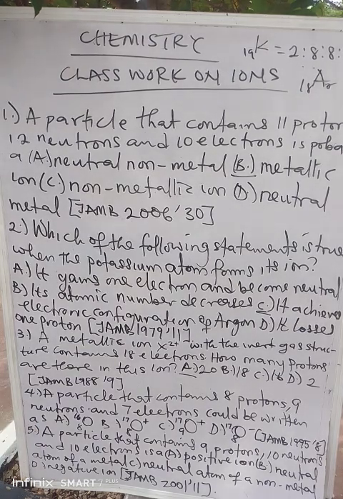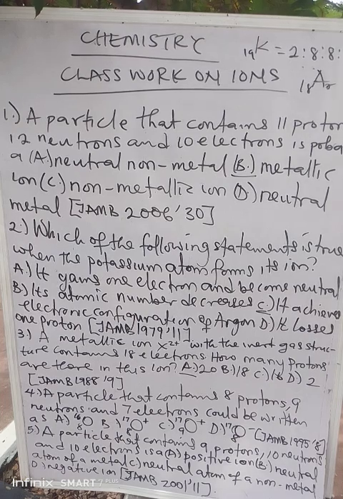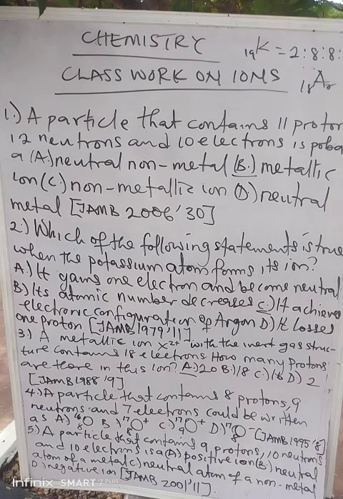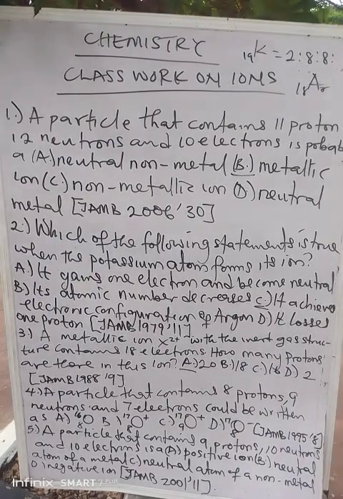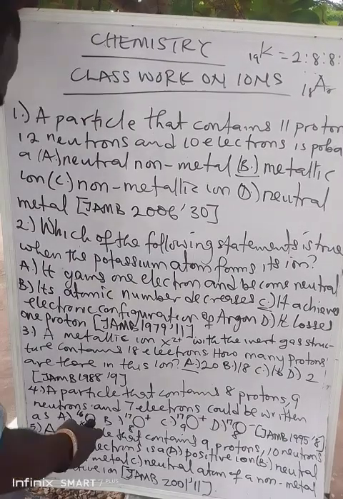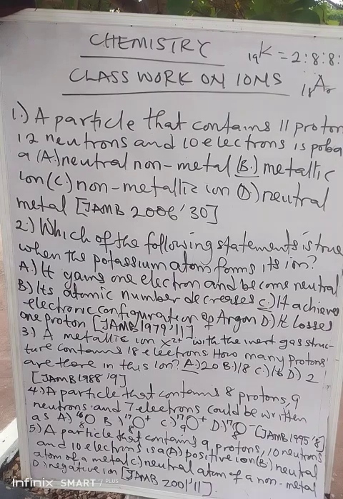Then, number 4. A particle that contains 8 protons, 9 neutrons, and 7 electrons could be written. What we have business with is the proton number and the electron number. The proton number is 8. What about the electron number? 7. What has happened between 8 and 7?